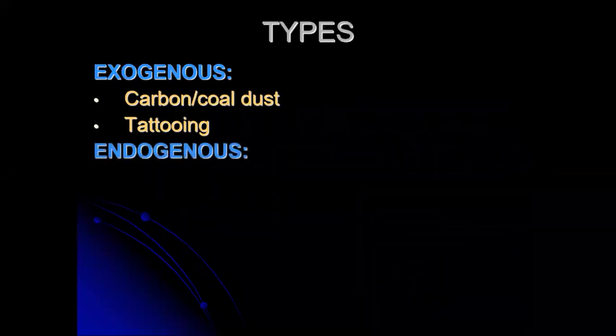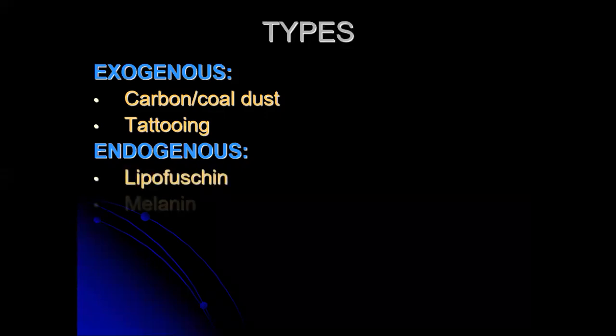The two common exogenous pigments that we see commonly are carbon or coal dust, and tattooing. As we mentioned earlier, tattooing is not a disease process, but we see it now commonly, people injecting these pigments. The only problem with these tattoos is that it's a permanent picture. So if you wrote somebody's name on your skin and suddenly you are not on good terms, it may be difficult for you to remove that name.